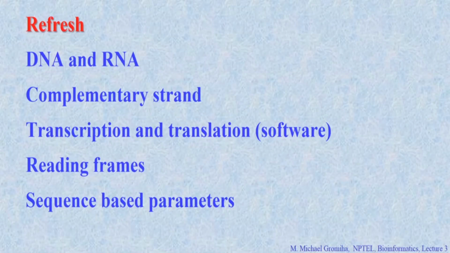So, you can see the thymine and uracil, right. Then we discussed about the complementary strand. If you have a DNA sequence or RNA sequence, you can get the reverse complement. And then we discussed about transcription and translation, to convert the DNA sequence to protein sequence, and also discussed about the software.